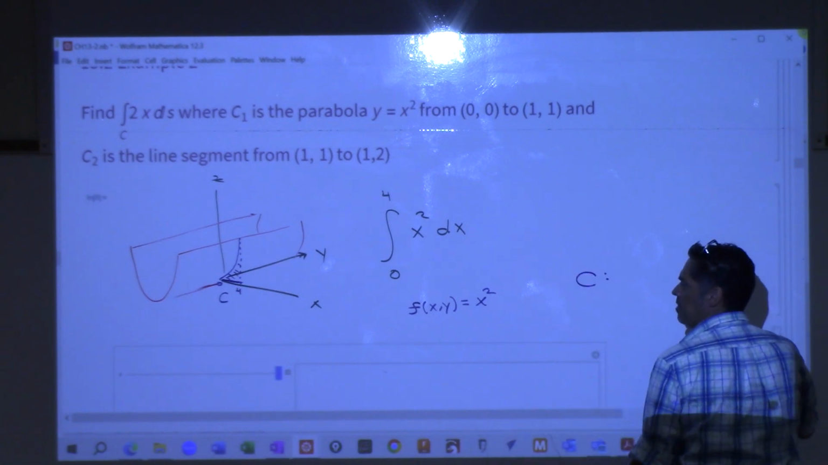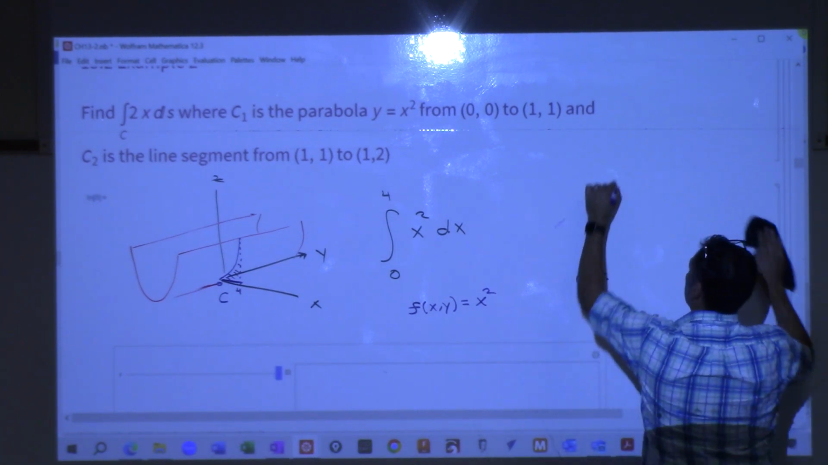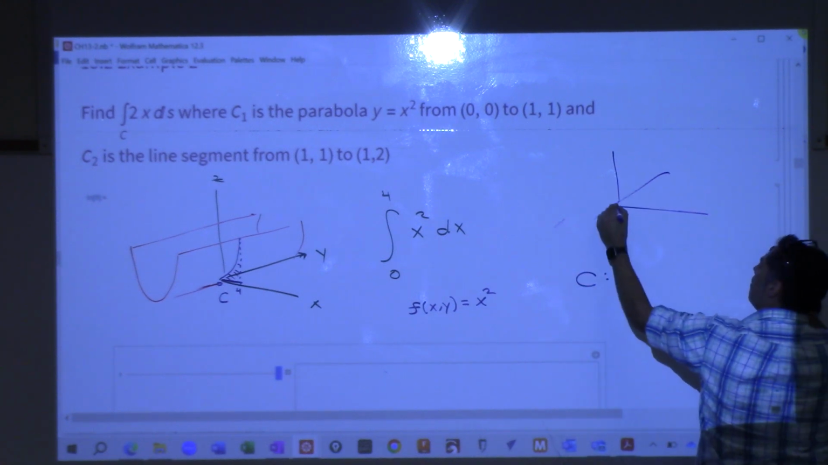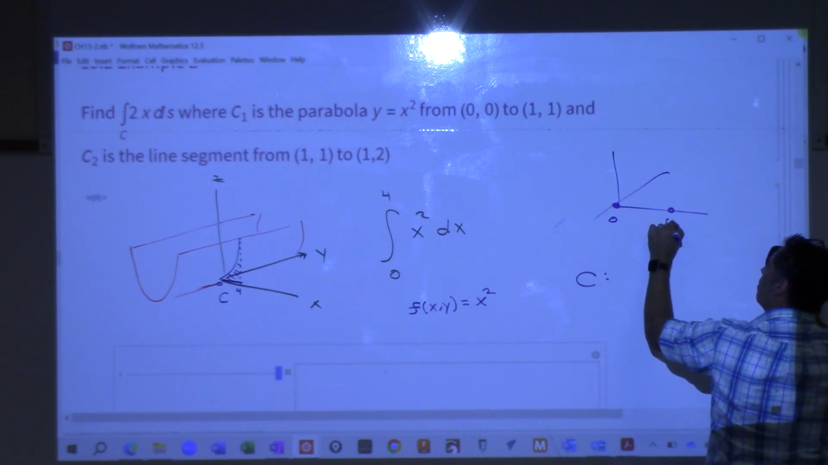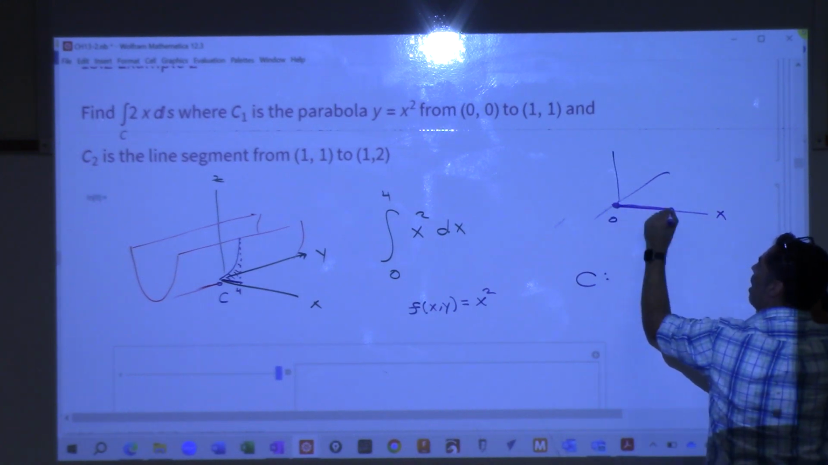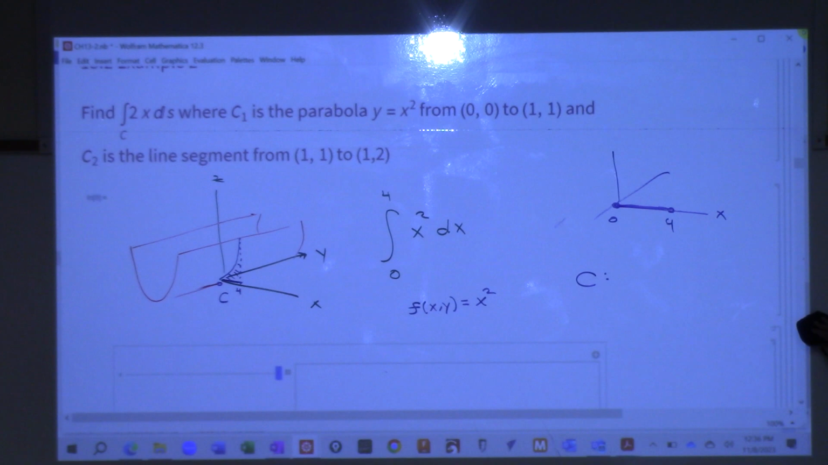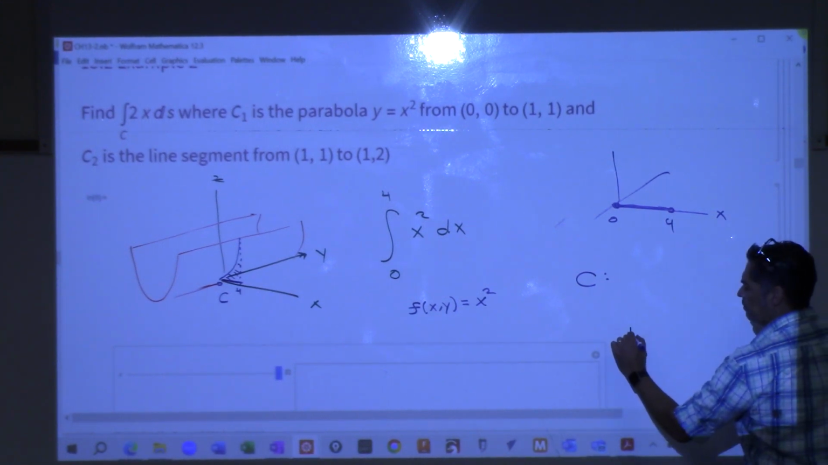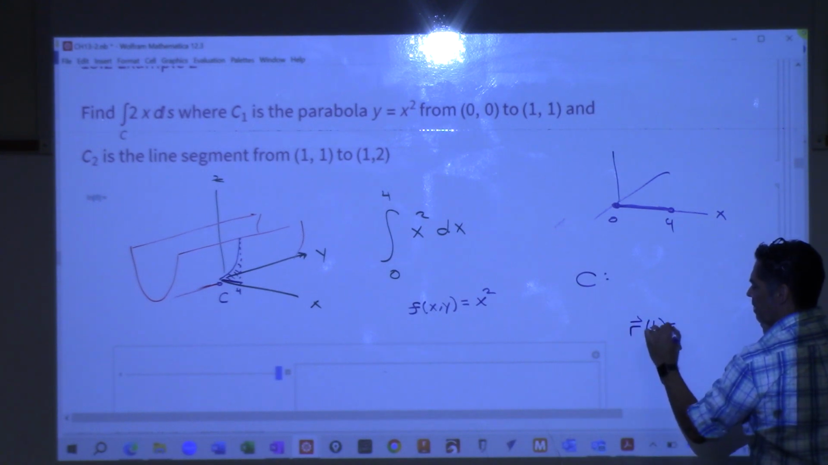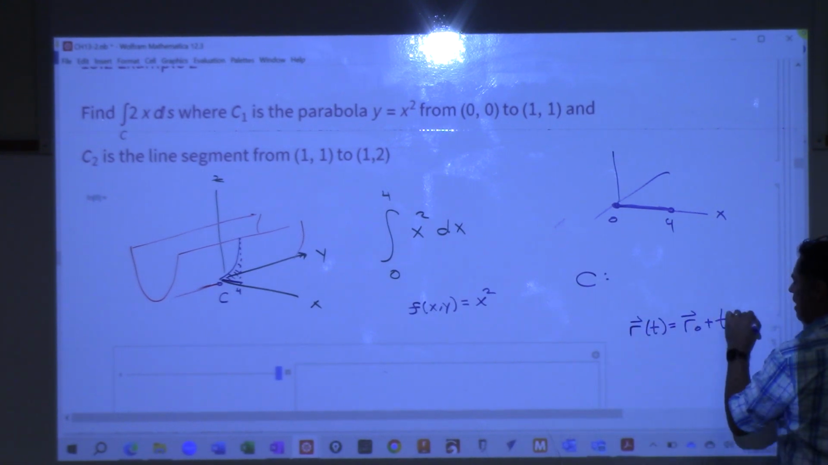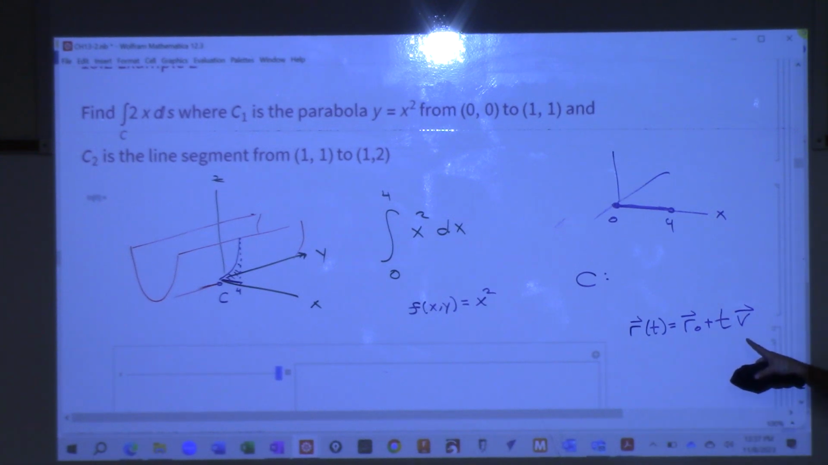C. Well, what is it? In three-dimensional space here, right? That curve from here to here, 0 to 4. Isn't that just a line segment? A line segment. How do we draw lines in here? Just the constant number, whatever it is. Yes, go back to vector functions. Remember how we did lines? R of t equals R naught plus tv. Remember this whole thing?